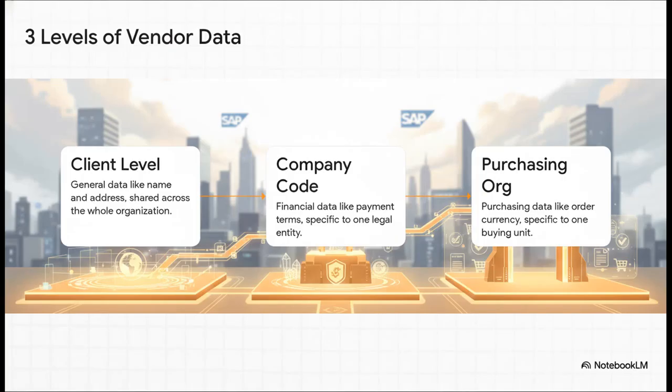First up, the data. Think of it like a pyramid. At the very top, the widest part, you have the client-level data. This is the general stuff like the company name and address that's true for your entire organization. Then you get a little more specific at the company code level. This is where the financial info lives. And finally, right at the pointy end, you have the purchasing org level data, which is all about procurement.